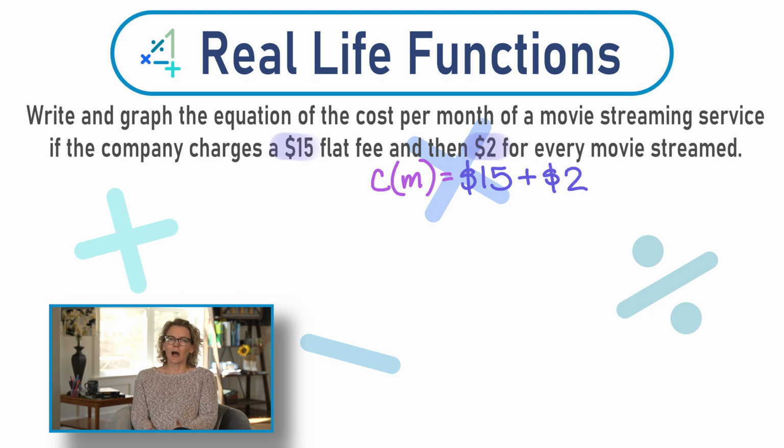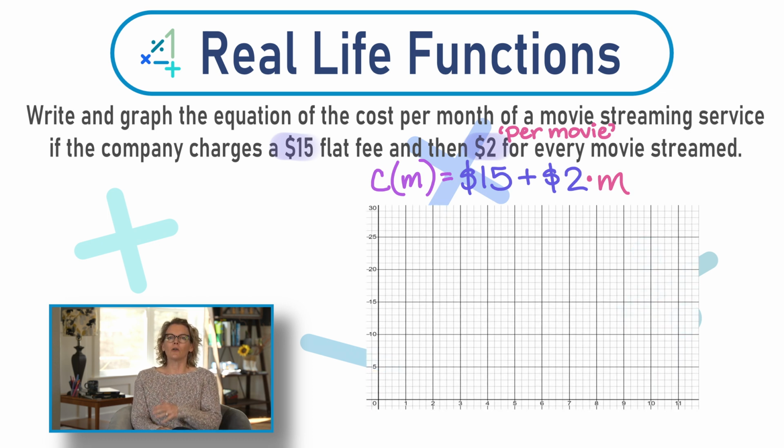We can put the $2 here, but I don't just pay $2 extra. The amount extra that I pay is dependent on the number of movies that I stream. $2 per movie, which indicates that I multiply that $2 by the number of movies that I stream. So my cost equation is $15 plus $2 times M. Nice job on that. We'll take this equation to the next level now.